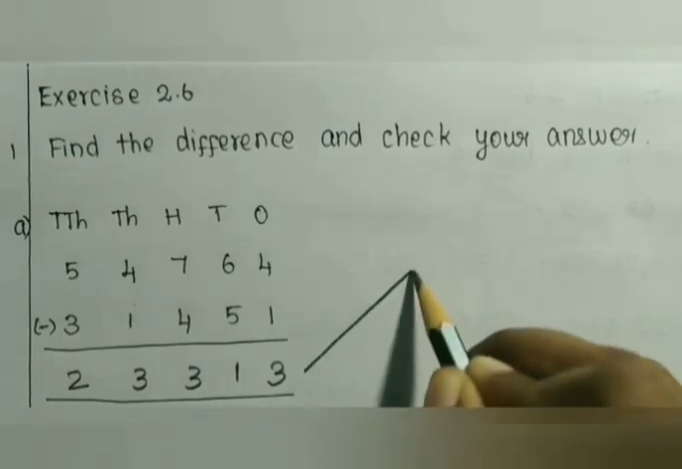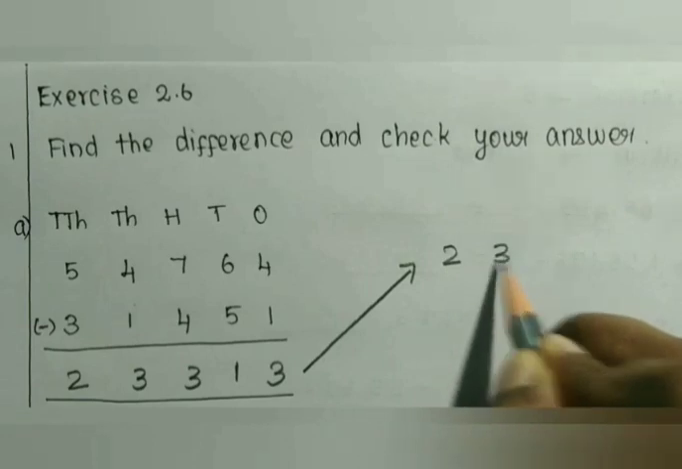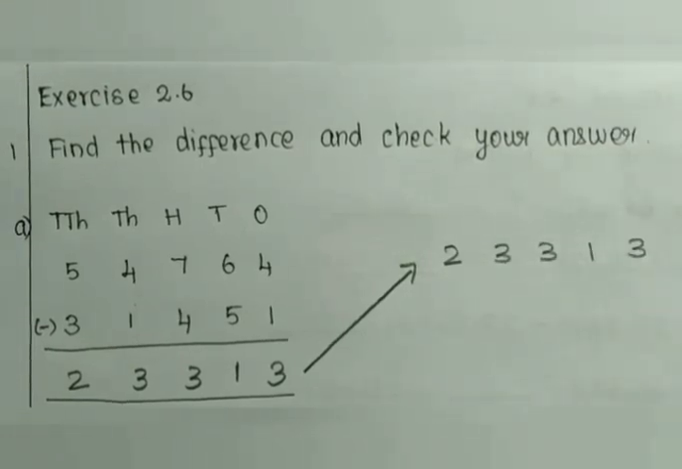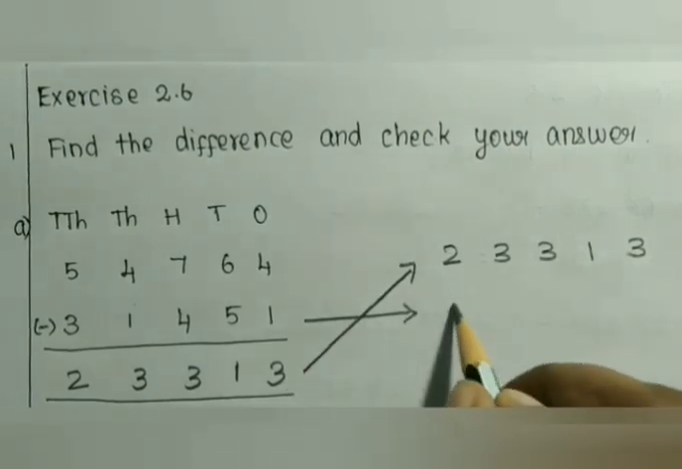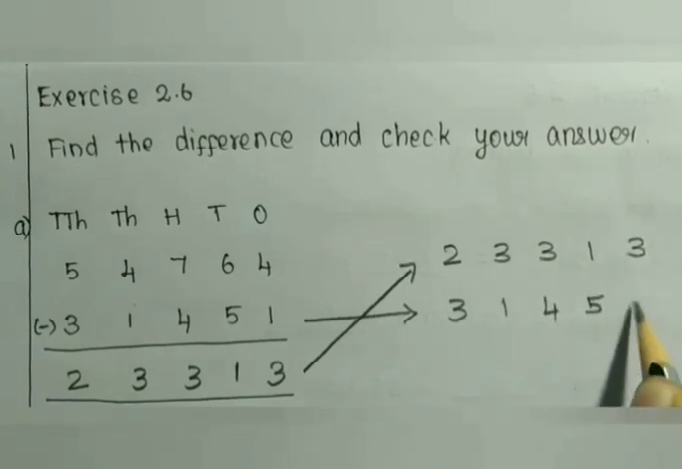So the difference goes as the first addend. 2, 3, 3, 1, 3. And the subtrahend goes as the second addend. 3, 1, 4, 5, 1.